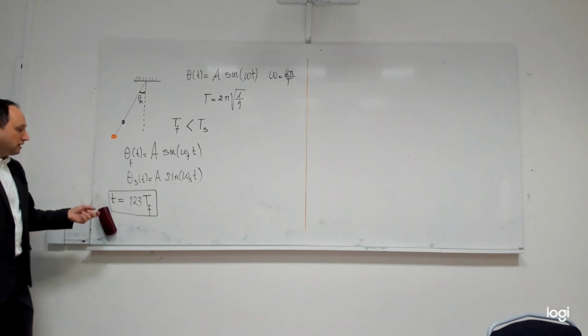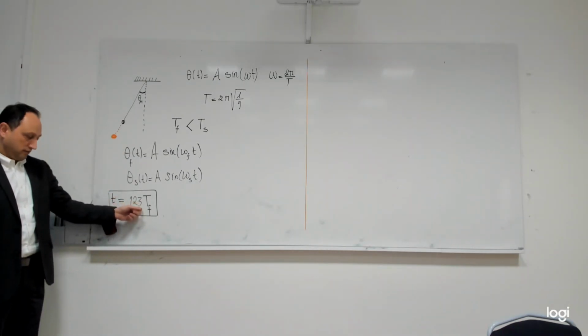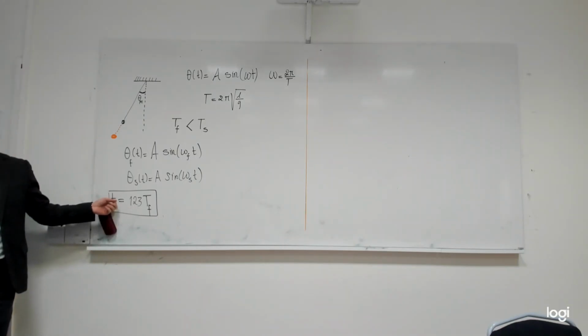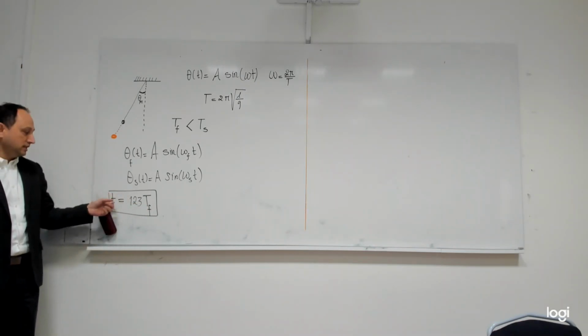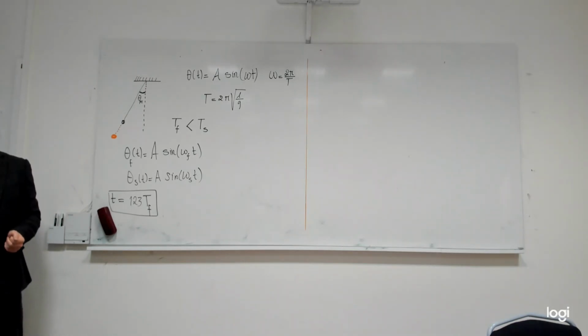So you cannot say that because this takes 123 full cycles, this will take 122 cycles. But you can say that the ratio of TF to TS is 122 over 123. This we can prove, and that is enough for the problem.